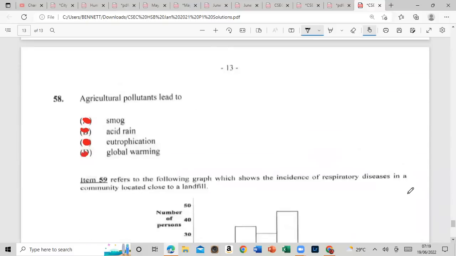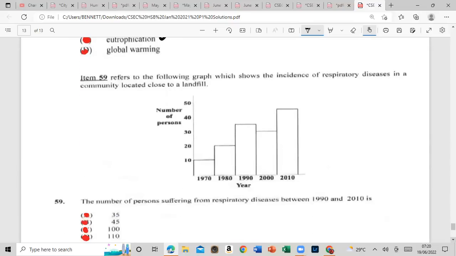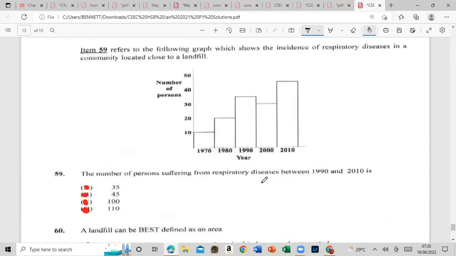We're on 58. Agricultural pollutants lead to A, smog, B, acid rain, C, eutrophication, or D, global warming. All right, so that would be C, eutrophication. I don't know why they have to do the murder in science. Somebody needs to talk about this. There's no need for this, guys.